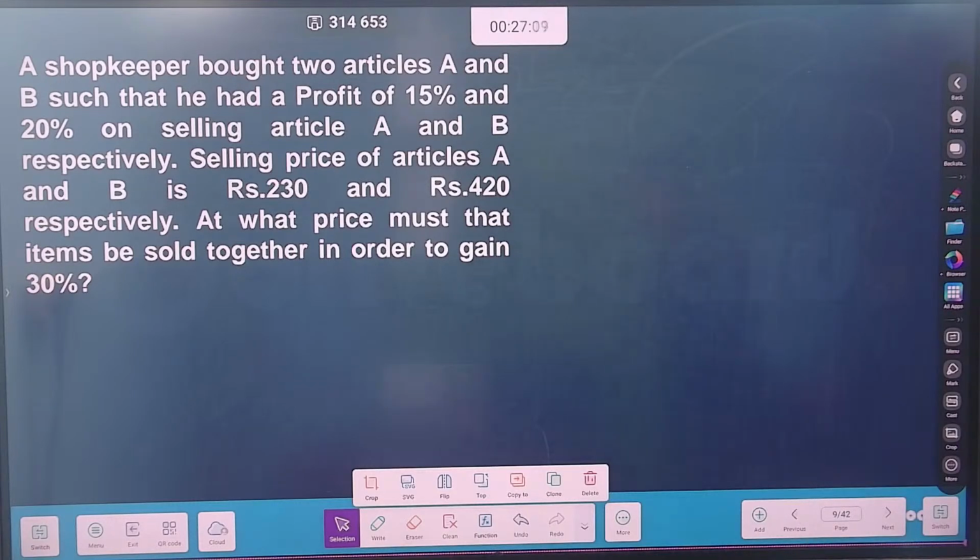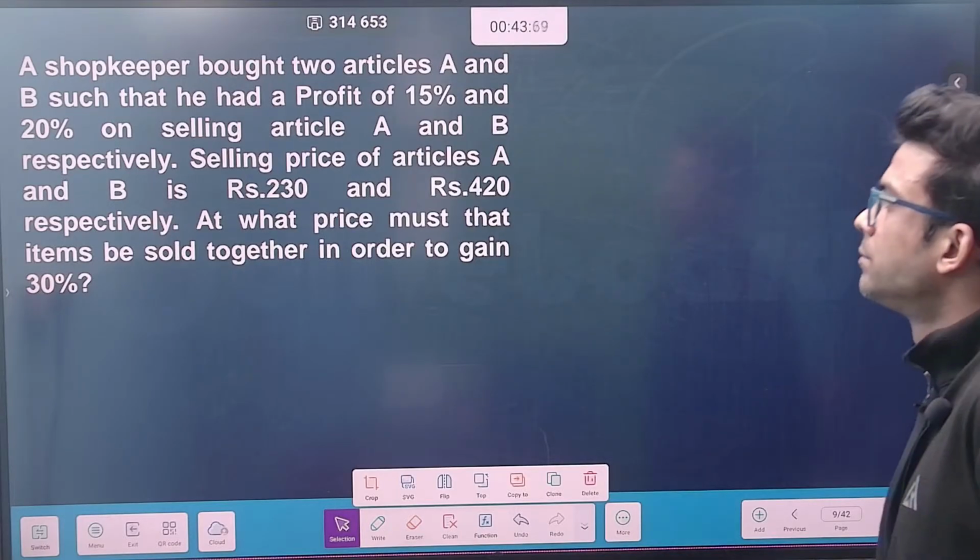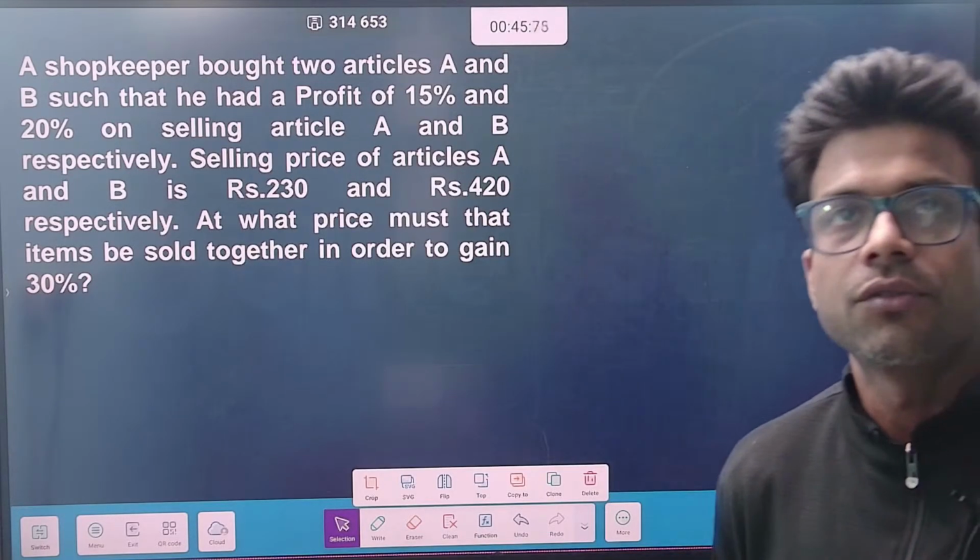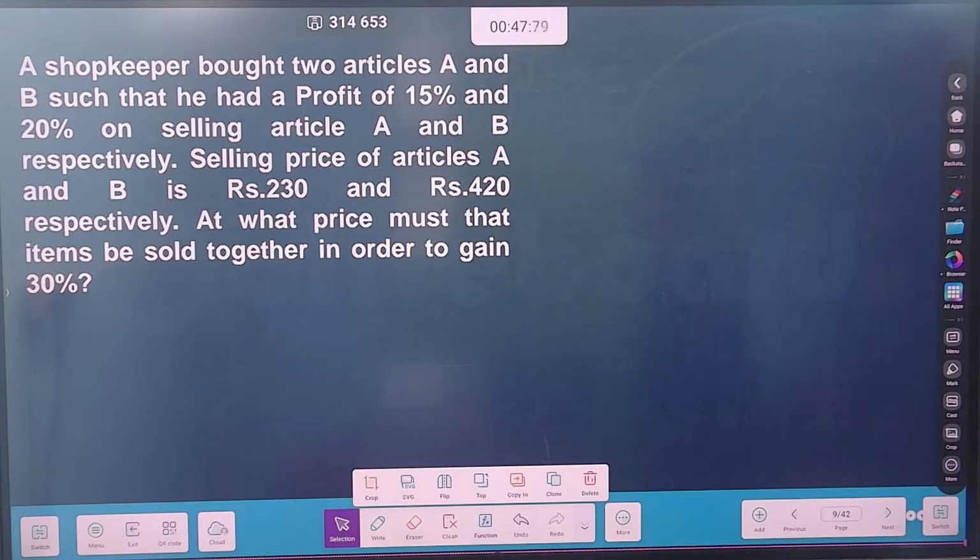I've given you the timer also, so you can try out. Given you the timer, guys. Try out this question on your own. How the logic is being applied, how you can solve this question. Come on, solve.